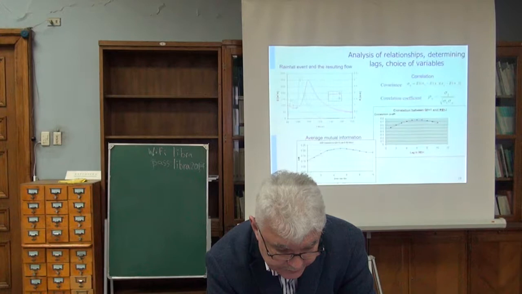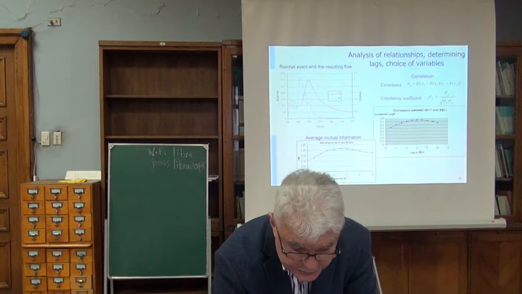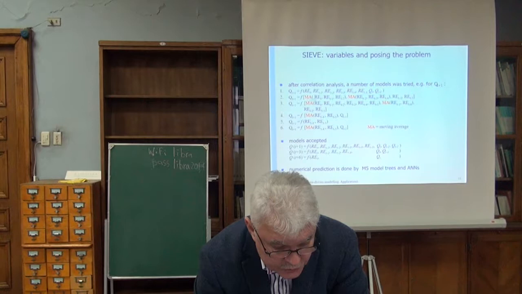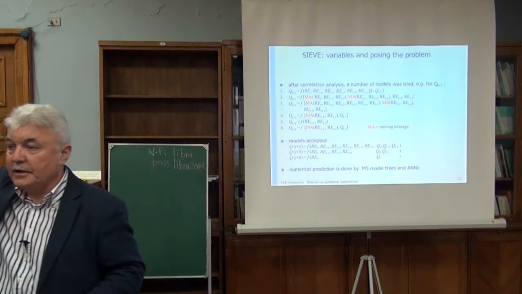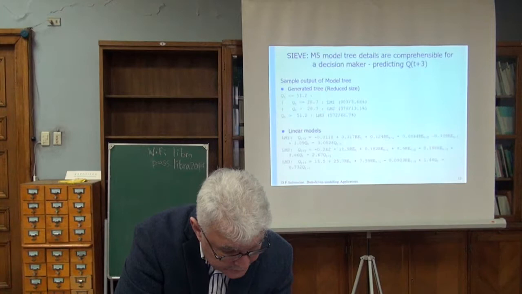So this we discussed. We find by correlation analysis the best possible inputs. And we tested several models. You see, we used moving average of rainfalls here. We used pure values of rainfall of several time steps. So different models. And we accepted several models to predict flow 1 hour ahead, 3 hours ahead, and 6 hours ahead. Okay? So these are the results.